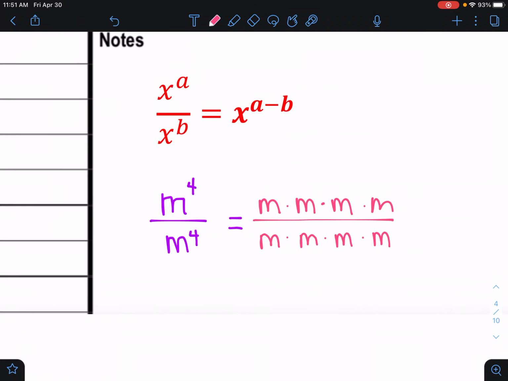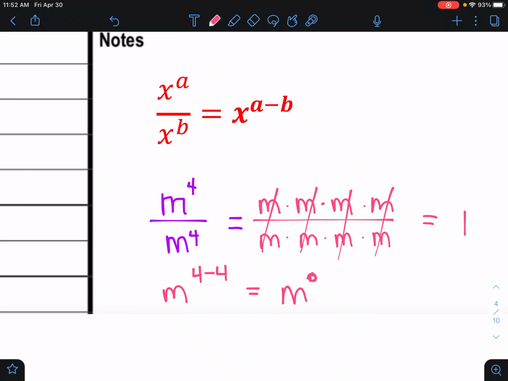Well, we do know that cancels to 1, 1, 1, 1. I don't have anything left, so if I don't have anything, I need to write a 1. So I have to use 1 as a placeholder. But I also know that this is equal to this. So what is that? Well, that's m to the 0 power.